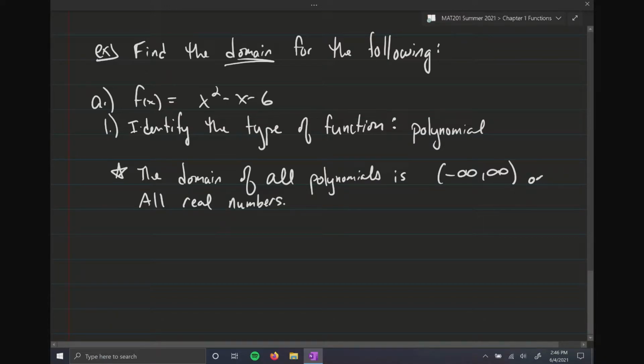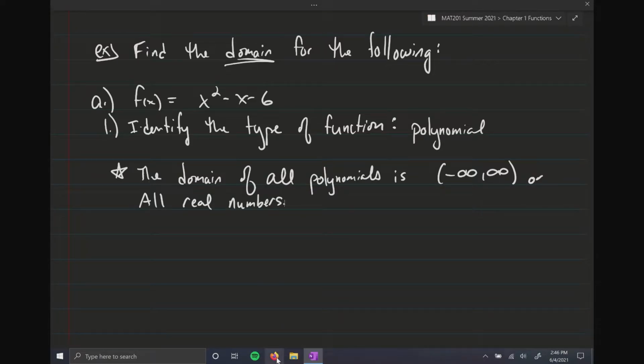In other words, it doesn't matter what x value I choose, I'm always going to get an output value. An easy way to look at that would be to go ahead and graph this. So I'm going to open up Firefox right here.